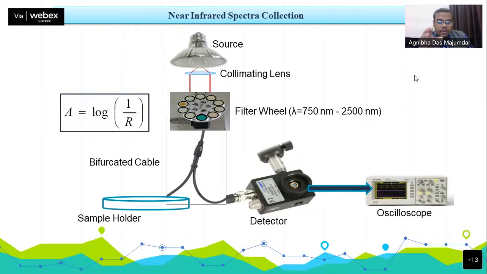After that, the light will fall on the sample and the sample will absorb that particular light. Then it will transmit. I have told you earlier that there are three different modes: transflectance, transmittance, and reflectance. So the light transmits through the sample, the detector detects it, and the spectra show on the computer screen.